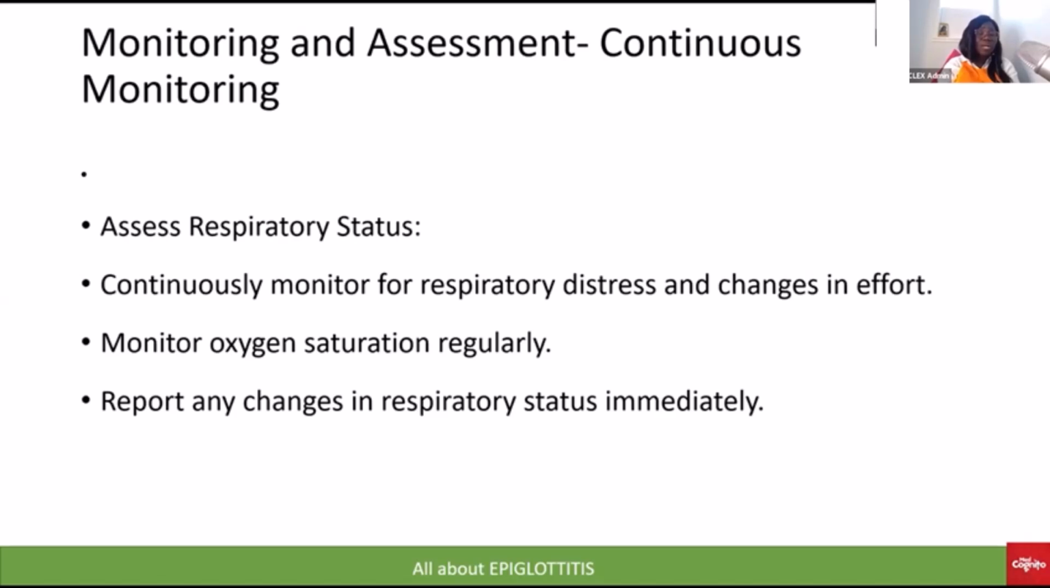Remember, I spoke to you about how you can monitor, realize that the client is using the accessory muscles of respiration. There's flaring of the alae nasi, opening and flaring, and then there will be an increase in the heart rate of the client. And yes, you have to monitor the oxygen saturation regularly. And then in case there are any changes with the respiratory status, you have to report immediately to the primary healthcare provider, to the doctor.